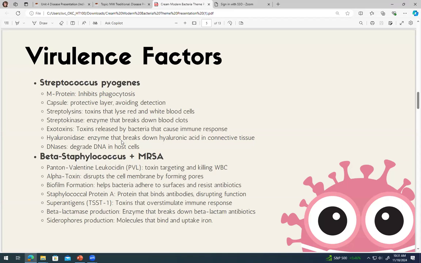You're also going to have enzymes that cause tissue damage and break down blood clots. And the other thing that's really big about this, especially MRSA, Staphylococcus is really good at learning how to become resistant to antibiotics. So that's why MRSA is resistant to methicillin, I believe.